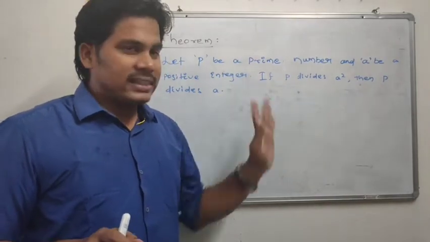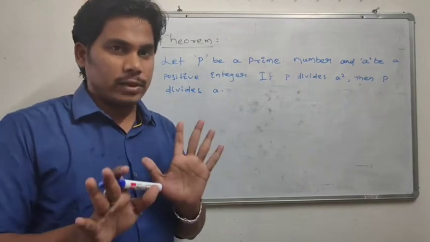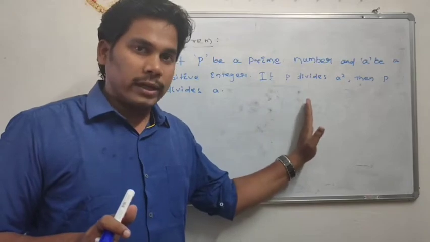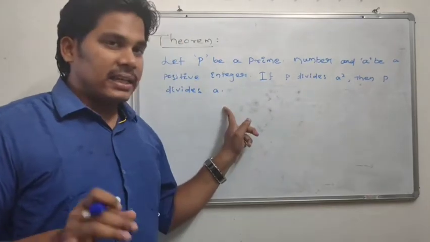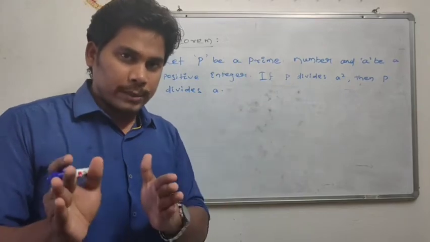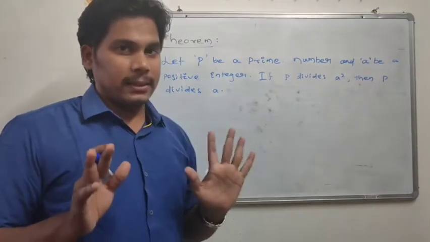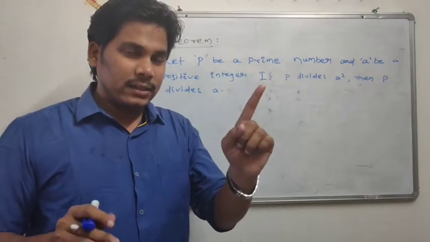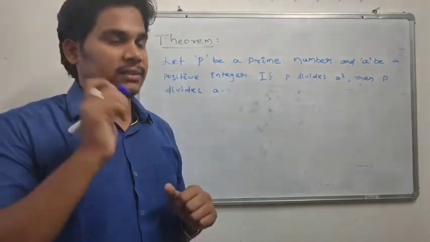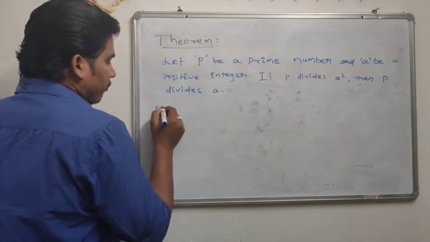And a is a positive integer, it is also given. And if p divides a square, it is already said that p divides a square. But the statement says if these conditions hold, then p divides a. Whether this is okay or not, as it is a theorem, it is okay. But we should show that p divides a. Our basic target is that we have to prove p divides a. How are we proving? See, I am proving.